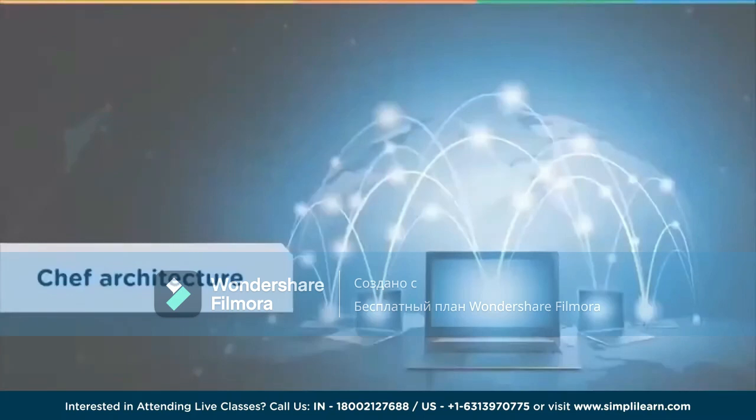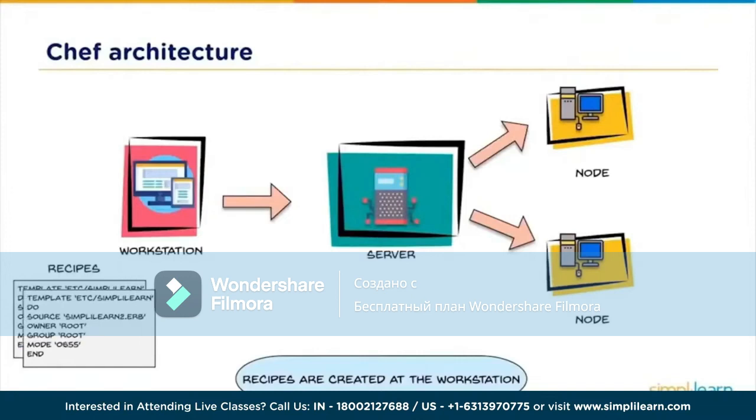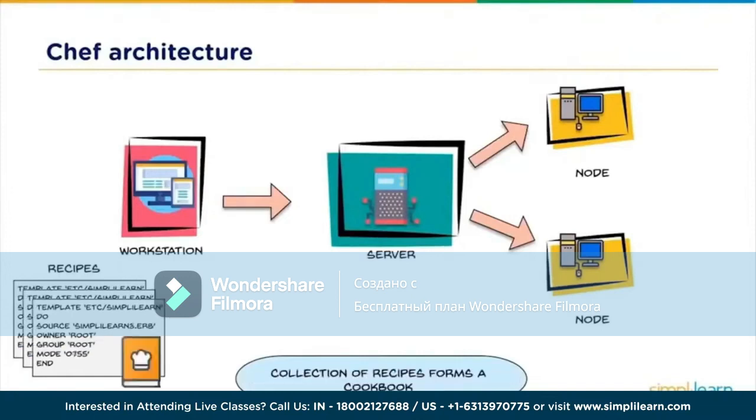Let's now have a look at the Chef architecture. So here we have a workstation, one server machine, and 2 nodes. You can have any number of nodes. First things first, the system administrator must create a recipe. So the recipes that are mentioned in our Chef architecture are just dummy recipes. We'll look into actual functioning recipes later in our demo. So you have 1 recipe, 2 recipes, 3 recipes, and a collection of recipes forms a cookbook. So guys, if you look at the recipe, in source you have simplylearn3.erb. ERB is the extension for your Ruby files.